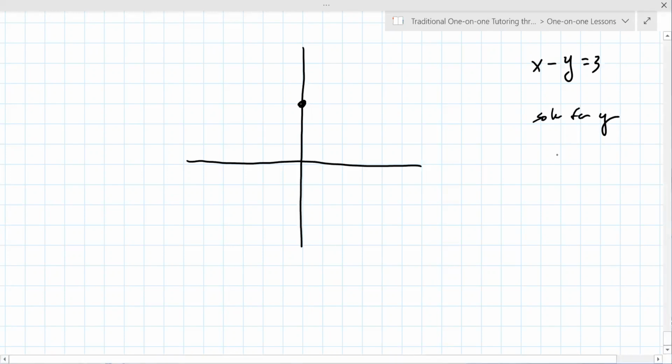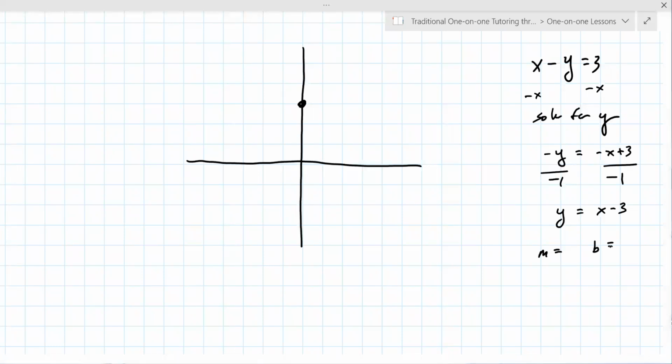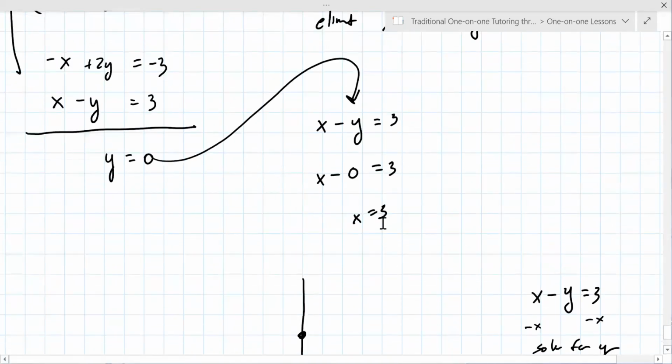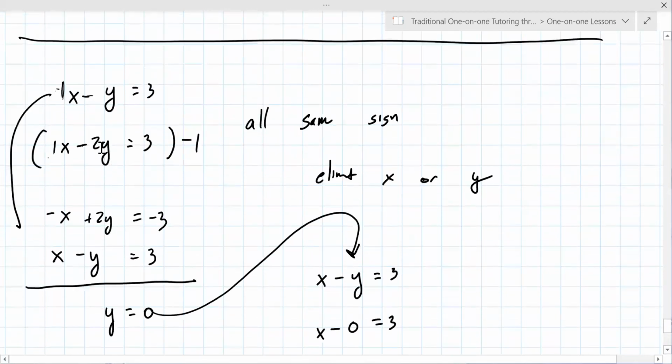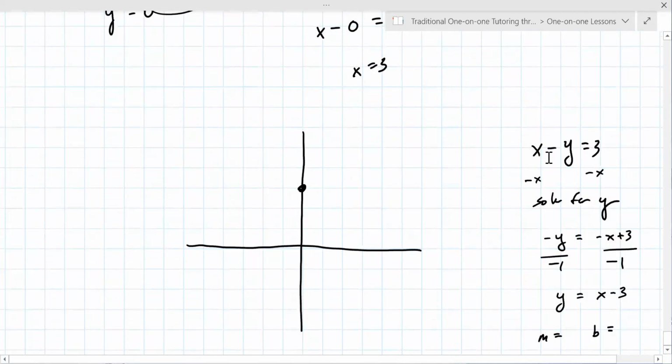And so here, when you solve for y, you subtract x from both sides. So you get minus y equals minus x plus 3. Divide both sides by -1. So you get y equals x minus 3. And then you have to remember, what's your slope and what's your b value? Although this doesn't look right. Sorry, there's something wrong. I don't know, that's not right.